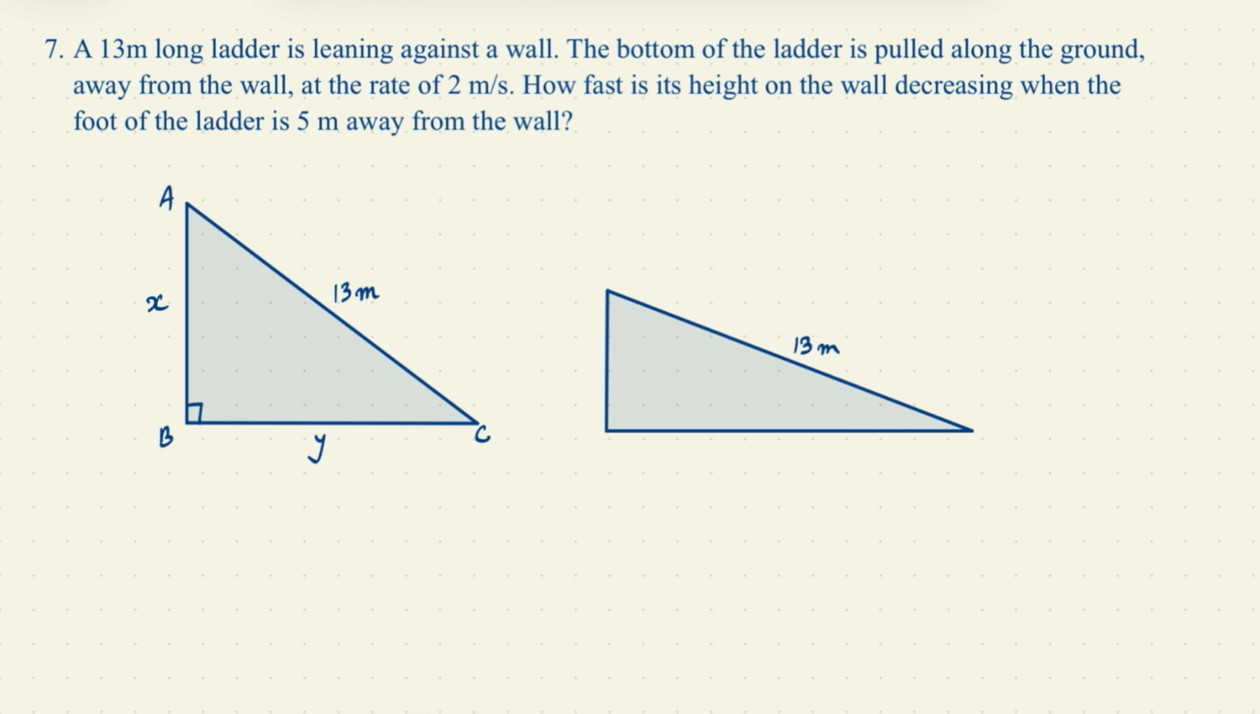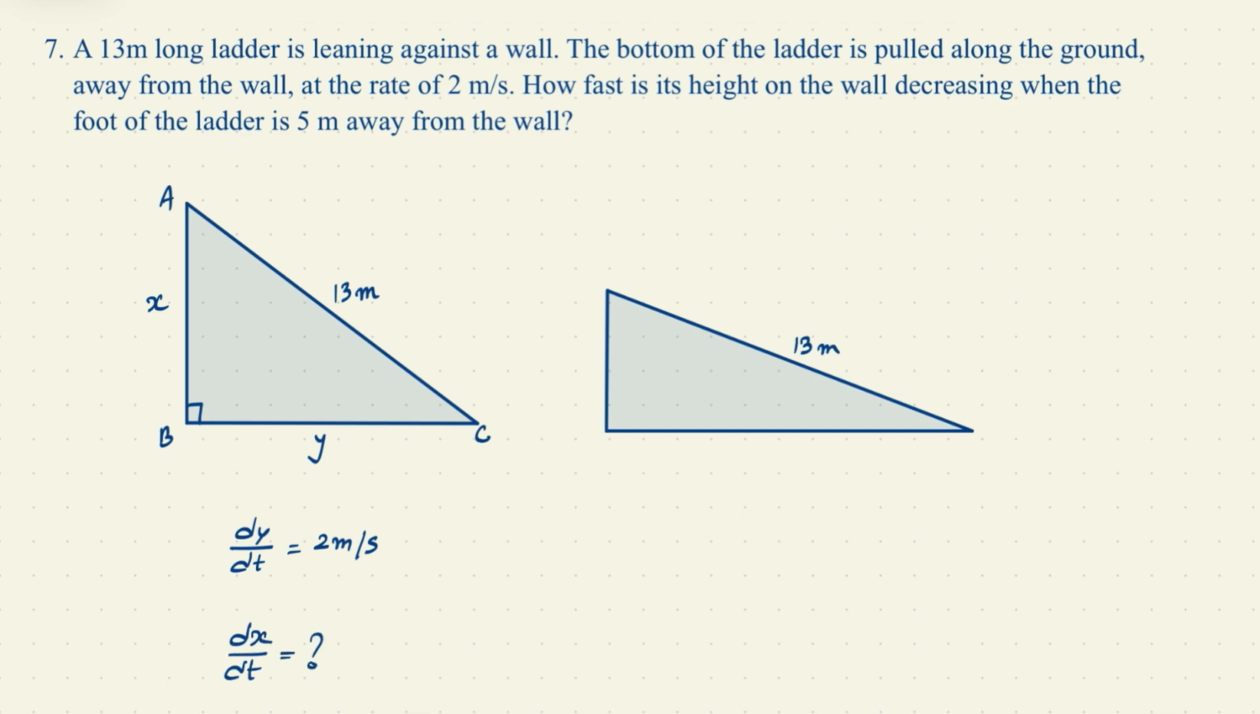So here the question has given that the bottom of the ladder is being pulled along the ground away from the wall at the rate of 2 meters per second. That means there will be a change in y if the bottom of the ladder is pulled. So the question has given the change in y with respect to time, and that is 2 meters per second. And we have to find how fast its height on the wall is decreasing. That means we have to find the change in x with respect to time. So we have to find dx by dt.